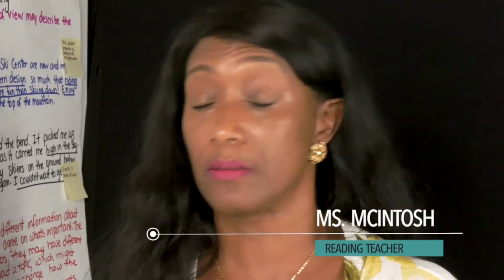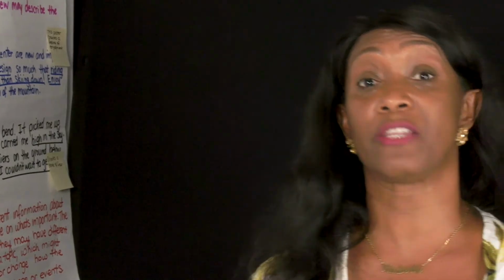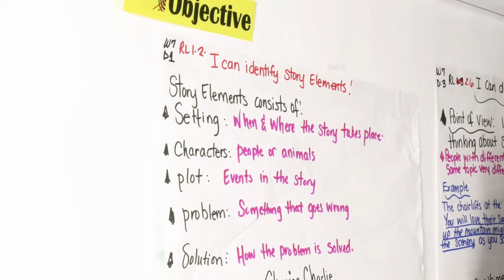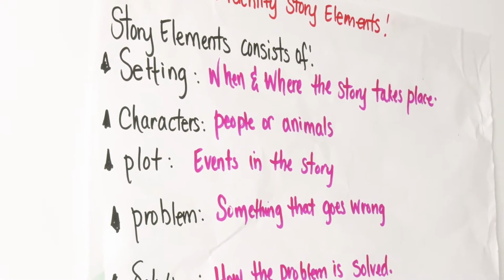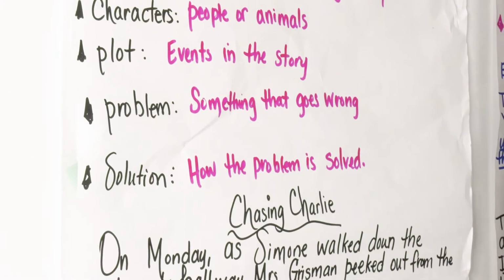Today we're going to talk about story elements. We know that our literary texts, our fables, our storybooks, fairy tales, fables, folklores, they all have different parts. They're called story elements. Our story elements consist of the setting, that's when and where the story takes place. The characters, this can be people or animals in our stories. And the plot. The plot are the events that take place in the story. Problem, something that goes wrong. And solution is how the problem is fixed or solved.